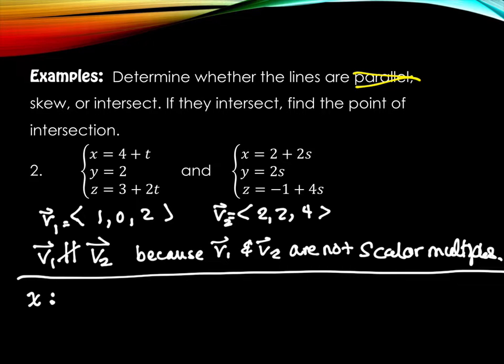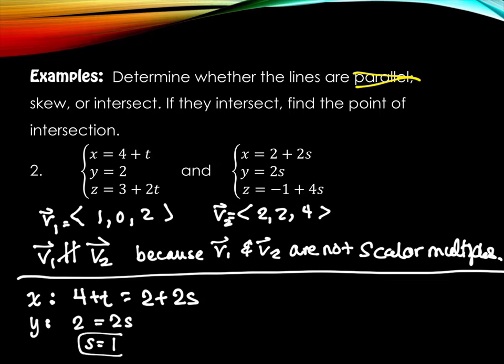If the x's are going to match, I need 4 plus t to equal 2 plus 2s. That's all right? We could solve that, but it doesn't give me a single value for t or s because it's one equation with two unknowns. I can do the same thing with y. For y it's a little easier to work with because y only has one variable. 2 would have to equal 2s, right? Yes. We can figure out what s is now. So what is s? Yeah, s would be 1 based on this.